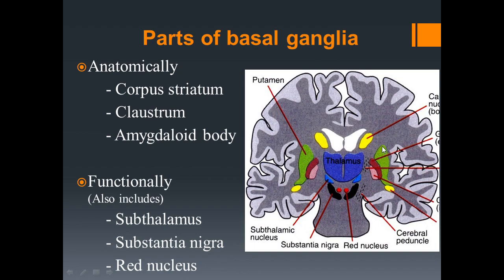Now in this picture, you can see that lateral to the thalamus, these structures are called the corpus striatum. Lateral to the corpus striatum, there is the claustrum, then the amygdaloid body, and just inferior to the thalamus, there is the subthalamic nucleus. Then this black colored structure is the substantia nigra, and this is the red nucleus. So all these are the parts of basal ganglia.